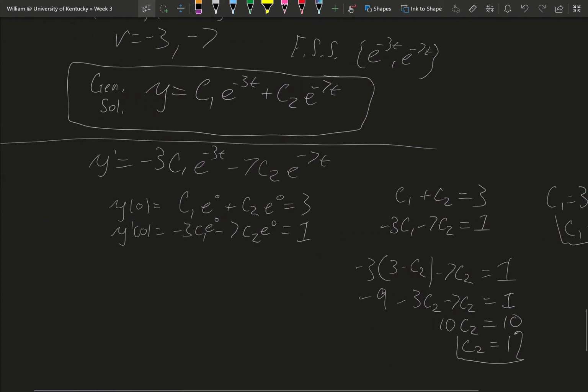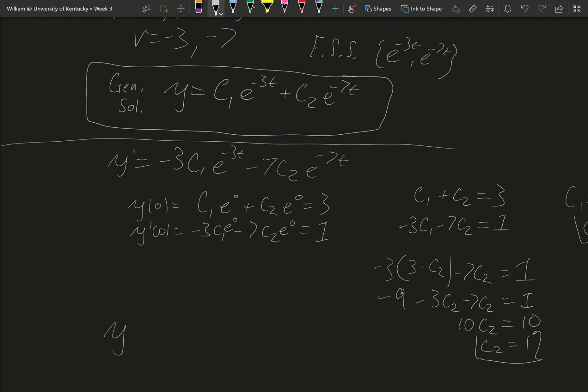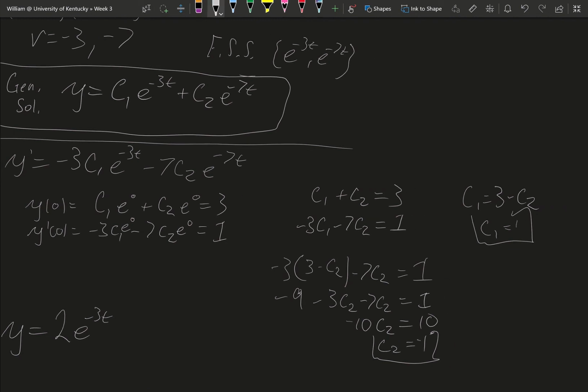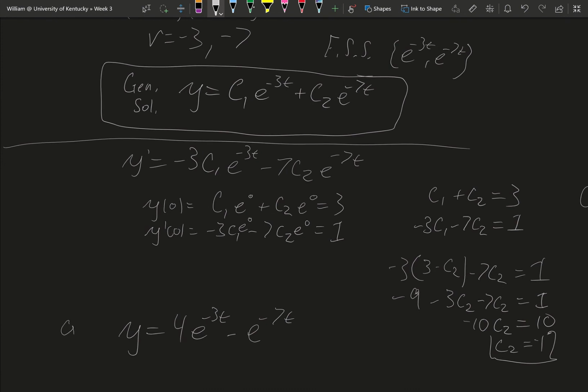And then again, common error, not writing it down at the end, but all we've got to do is use c1 is 2, so this is 2 e to the negative 3t. Oh, wait. No, I am off. Okay, yeah, that doesn't match. That should be negative 10 there, giving us c2 is negative 1 and c1 is positive 4. So y is 4 e to the negative 3t minus e to the negative 7t, and that is our final answer.